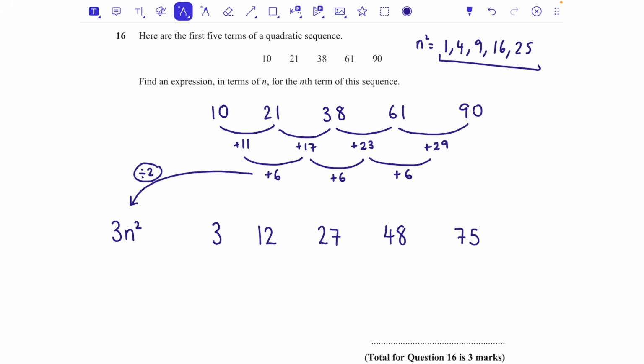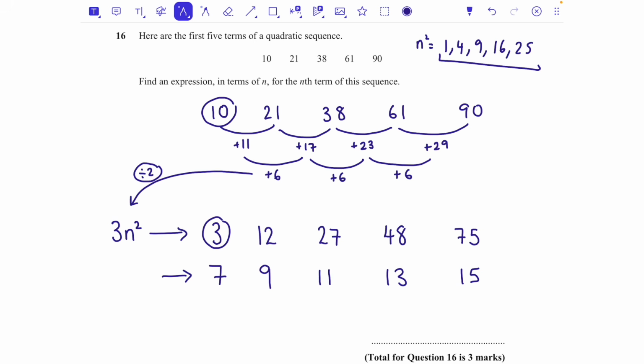We're then going to take that away. So 10, take off this 3. How much more do we need? We need another 7. 21, take away 12. We need another 9. 38, take away 27. We need another 11. 61, take away 48, we need another 13, and 90, take away 75, we need another 15. What is the nth term here?